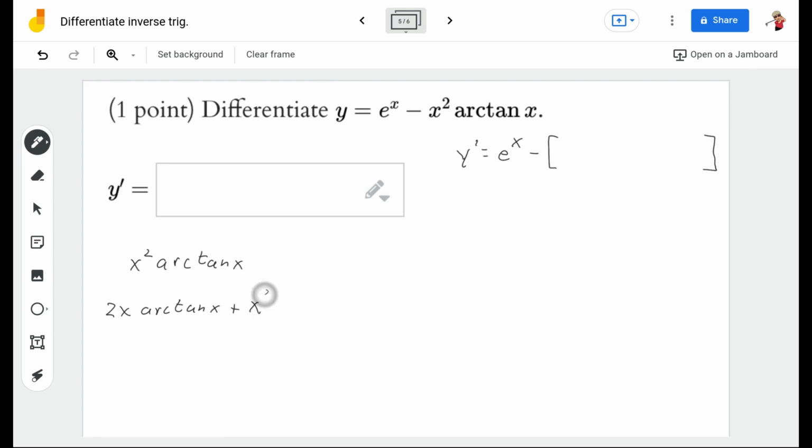plus, now we leave the x squared alone, and the derivative of the arctangent is 1 over 1 plus x squared. That's the derivative of the arctangent. So there's your answer. All that's going to go in here.